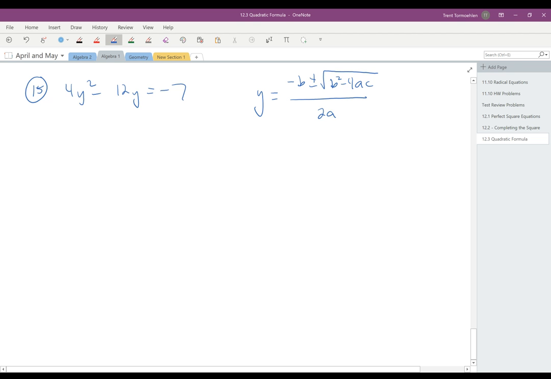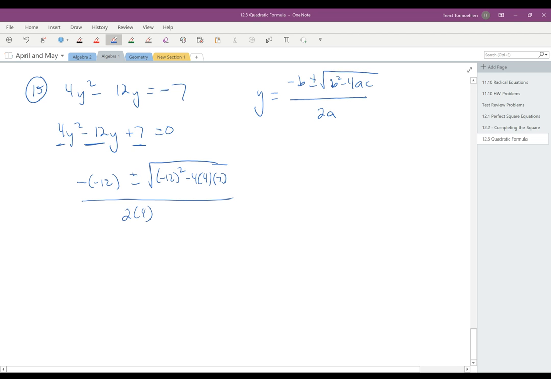Well, so now to use this formula, we need to know what a, b, and c are. And we find a, b, and c by writing it in the form ay squared plus by plus c equals 0. So just add 7 to both sides. So a is 4, b is -12, and c is 7. So if b is -12, you get negative b, so negative -12, plus or minus the square root of -12 squared minus 4 times 7, all over 2 times 4.